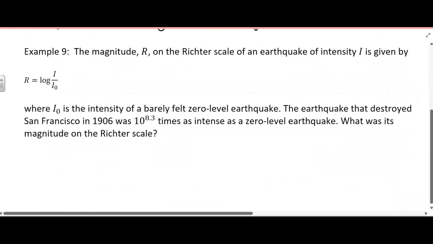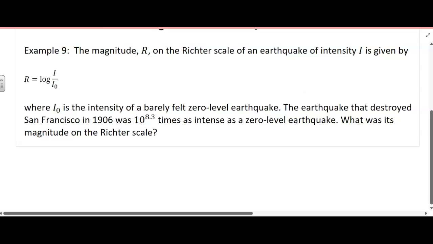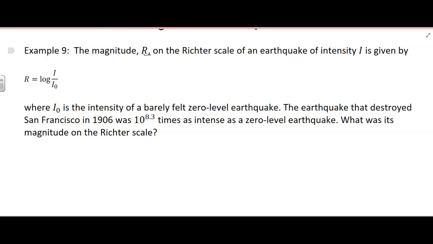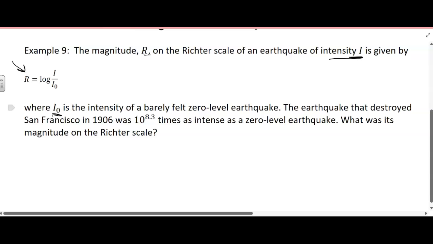Okay, speaking of that, we're going to talk about earthquakes. Earthquakes are on a logarithmic scale. So the magnitude R on the Richter scale, that's how we measure earthquakes, of an earthquake of intensity I. So we'll talk about this a little bit. How strong, how intense is that earthquake? It's given by this formula: R equals log, a common log, of I divided by I naught. Now I naught, or the initial intensity, is the intensity of a barely felt zero level earthquake.